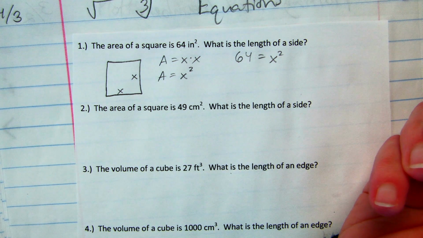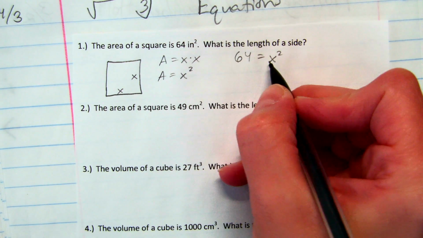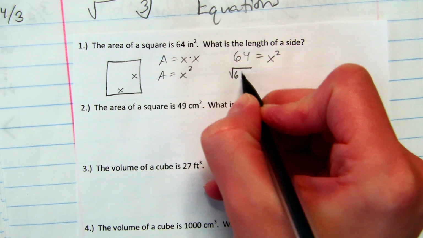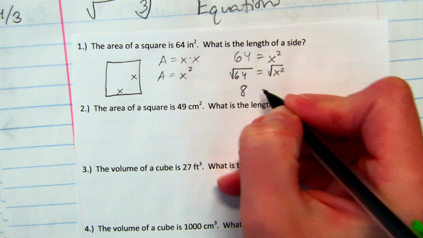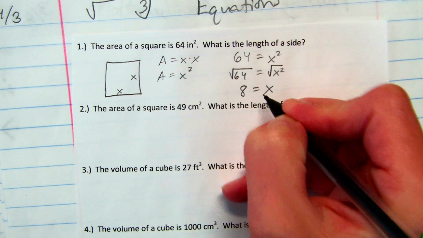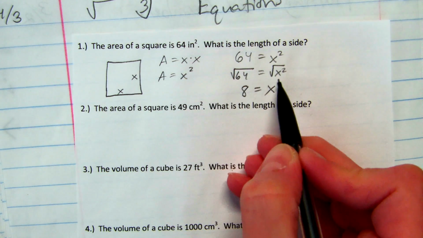So then what would be the length of the side? Yes? 8. And then if I wanted to show this, I could just square root both sides, and we get 8. Now, when we did these before, we did plus or minus 8. Tell me why negative isn't on this one.